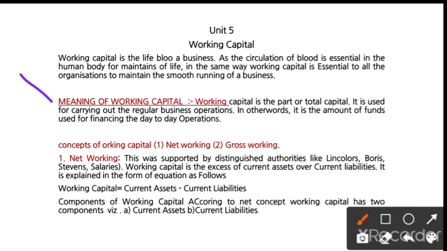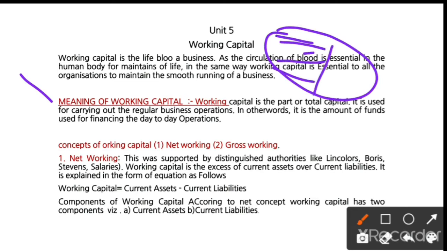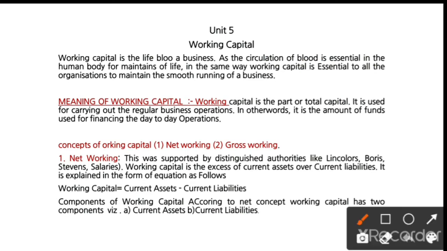So what do you mean by working capital? See, working capital is a part or it may be the total capital. It means whatever capital you have contributed to the organization, a part of that contribution is working capital, because working capital is what we use for day-to-day activities. In some industries, the entire capital may be used as working capital, and in some industries part is working capital and part is fixed capital. But to be clear, working capital is a part or it may be the total capital. It is used to carry out regular business operations.